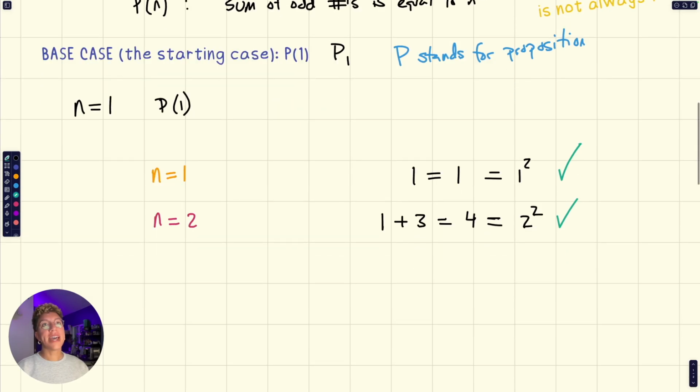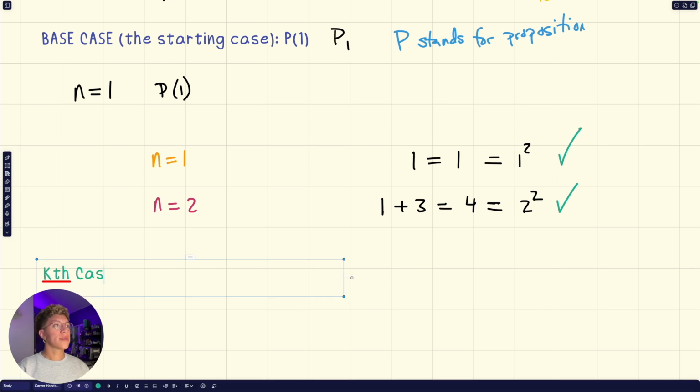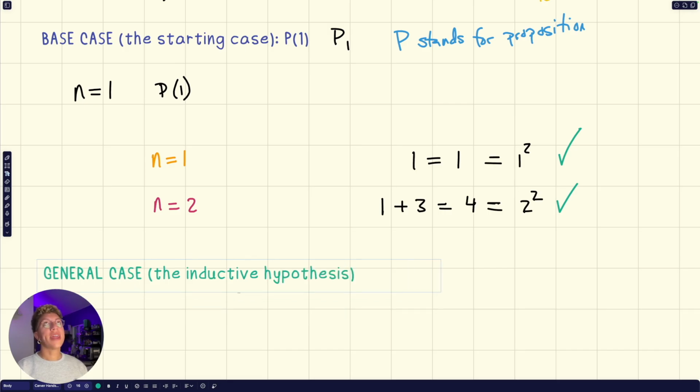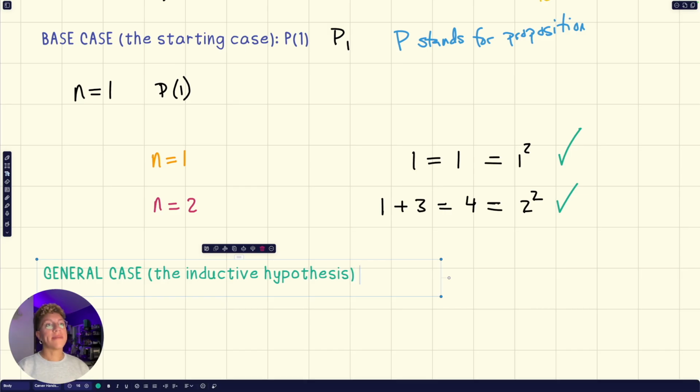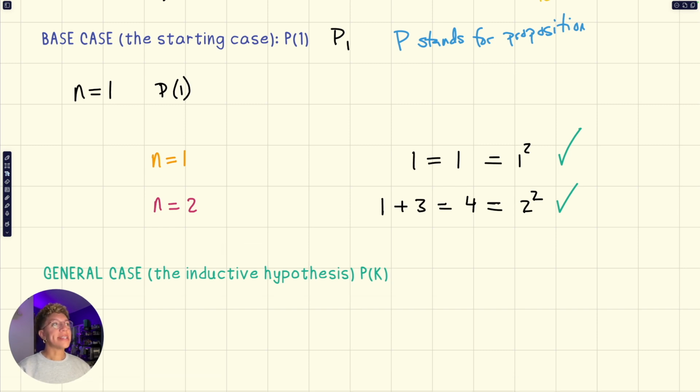That brings us down to the second step of proof by induction. This is known as the kth case, sometimes known as the general case. This is the inductive hypothesis. These names are not important. You do not have to label these steps as such, but it can sometimes help to write them out like this. And so this is the P of k, sometimes written as P sub k.